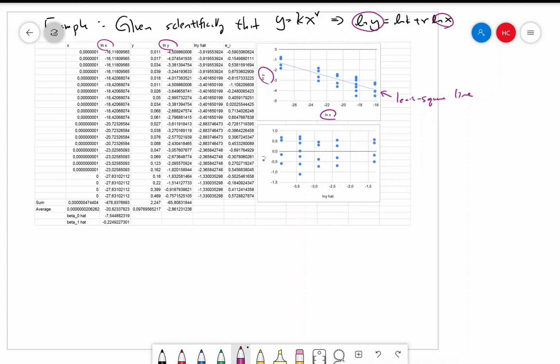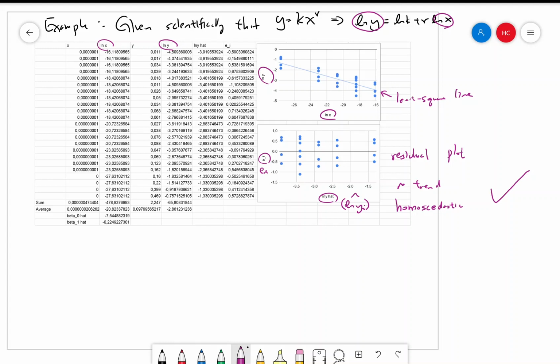After we find the least square line, we calculate this, which is ln of yi hat, the whole thing hat, and this is ei, the residual. And this is our residual plot. It doesn't look like there's any trend. I mean, it looks kind of weird, but there's no trend still. And how far the dots are from the horizontal axis doesn't seem to change much. So this is homoscedastic. This is a good plot, which means this model is good.